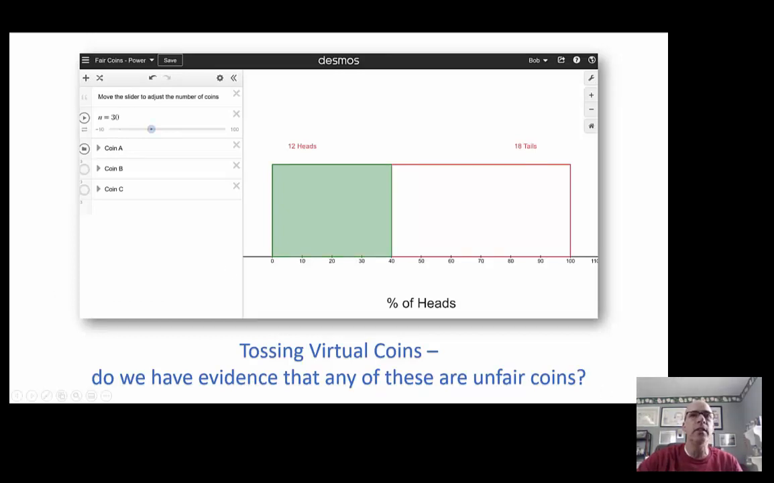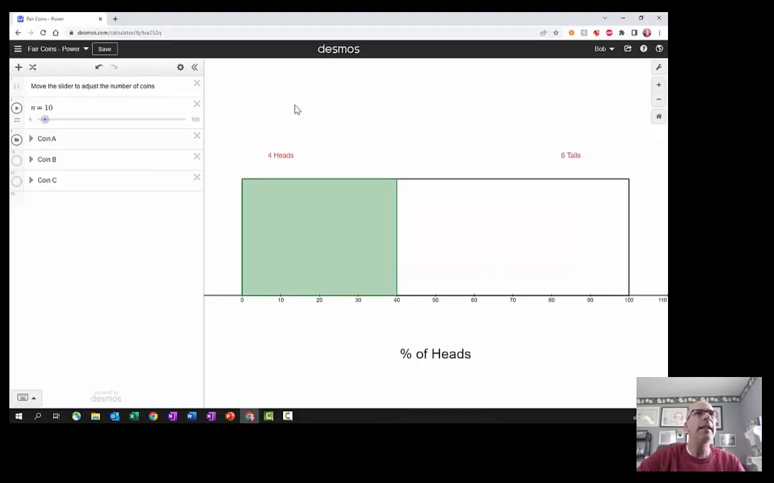And it all deals with this applet for virtual coins. This is a Desmos graph here. I'm actually going to put it on my screen here. This will be linked to at the end of the presentation so you can get it. And if you're not a Desmos expert, that's okay. My students have mixed levels of success with Desmos.